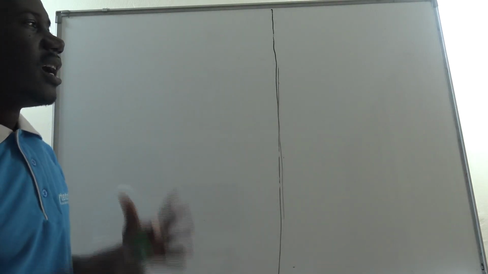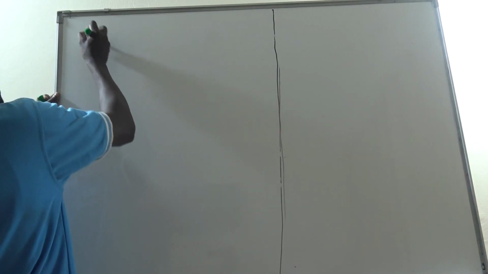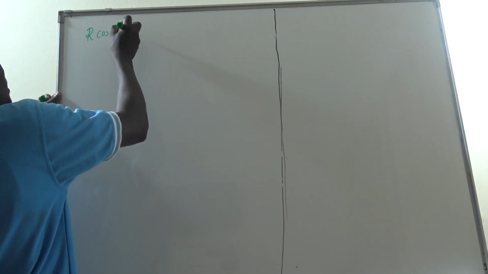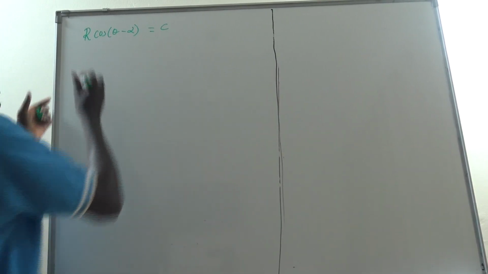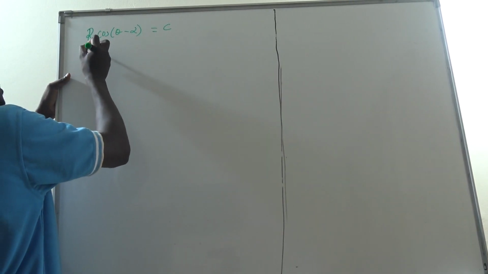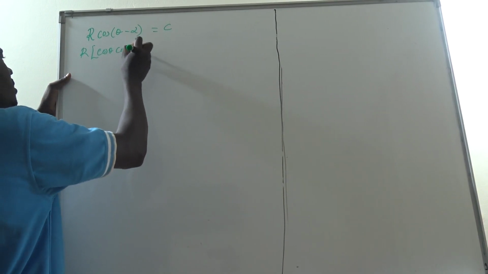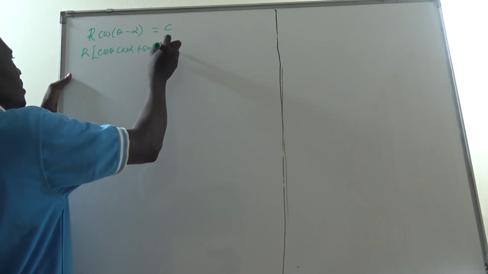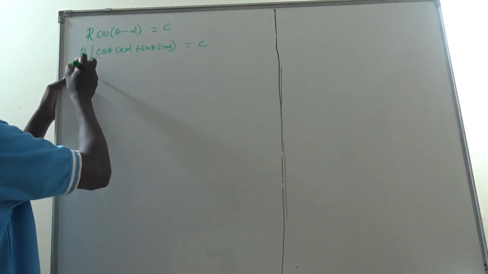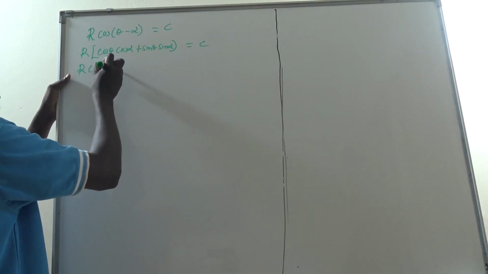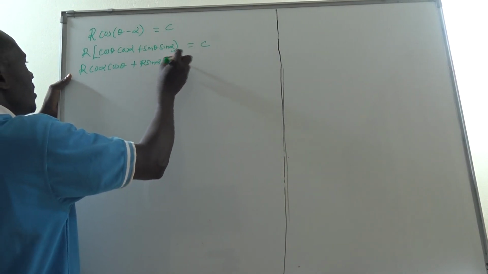Now we are going to look at how we make use of this auxiliary angle formula. If we have r cos(theta minus alpha) equals c, when we try to expand, this is the same as r times (cos theta cos alpha plus sin theta sin alpha), which is equal to c. So when we expand this, it becomes r cos alpha cos theta plus r sin alpha sin theta equals c.